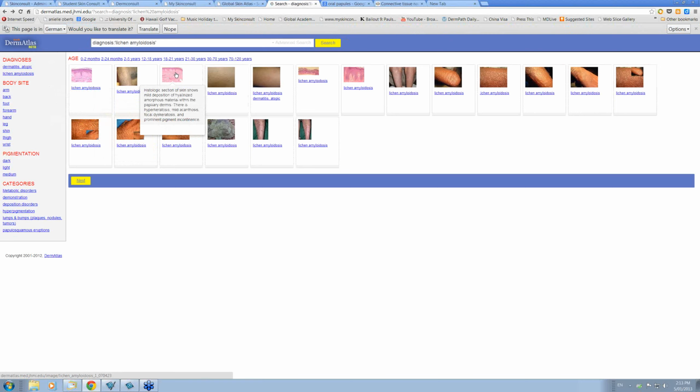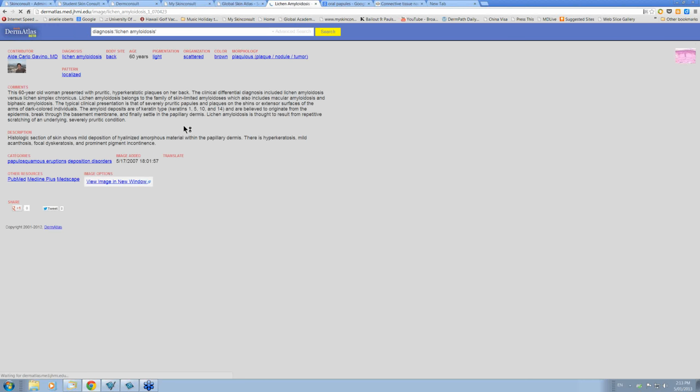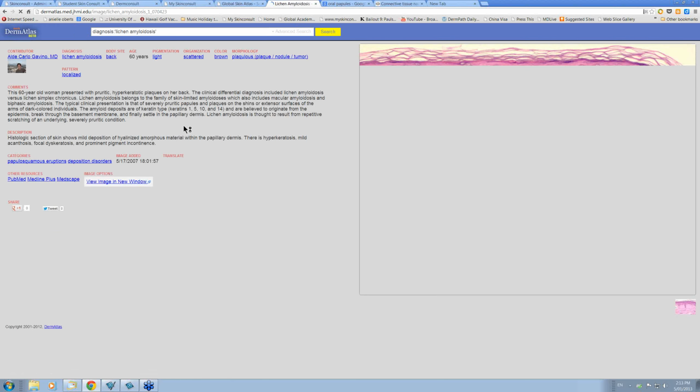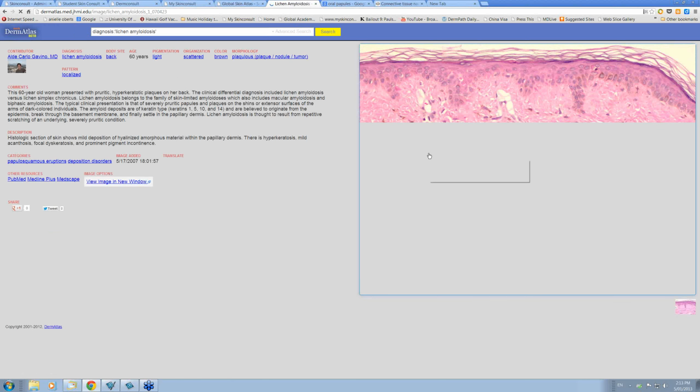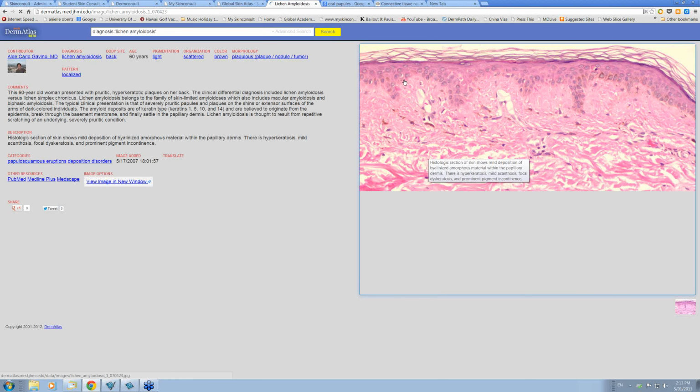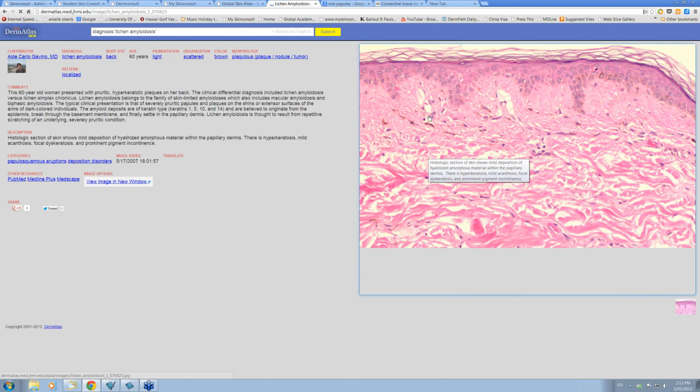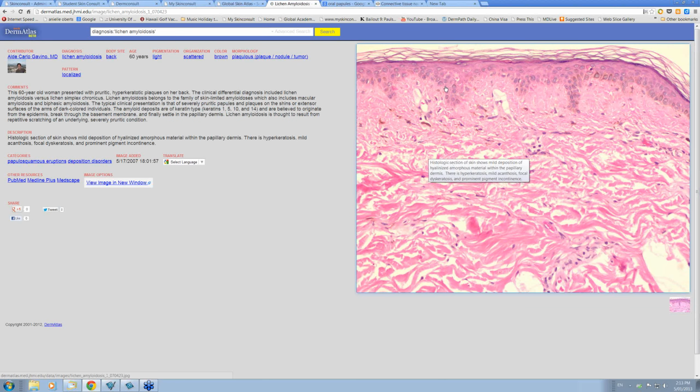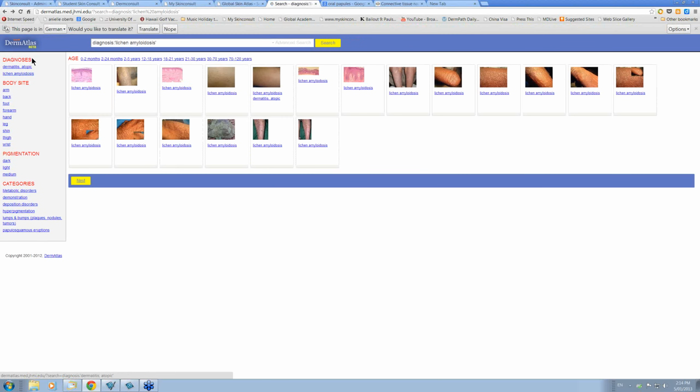And the histopathology, you often need special stains in lichen amyloidosis to show the amyloid. It's usually up here as a pinkish deposition within the papillary dermis. Gee, it's difficult. We're probably talking about this material here, but you'd need to use Congo red to try and show up the amyloid there. Okay, let's just go back.